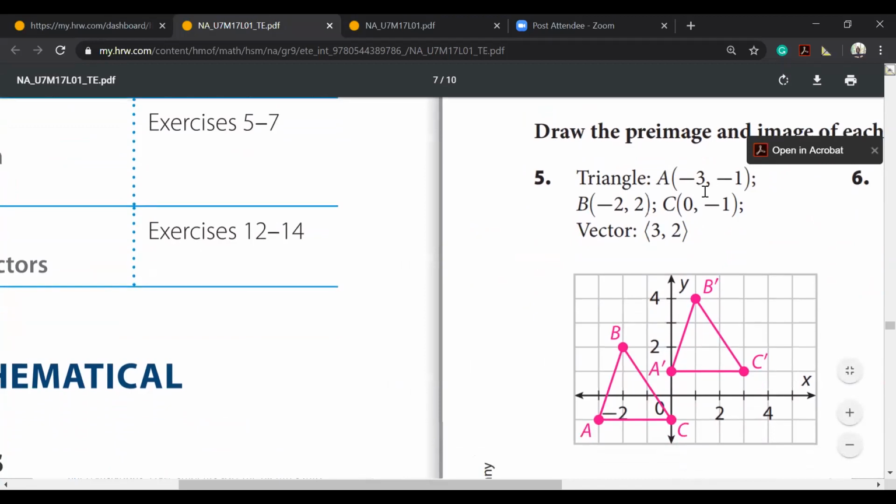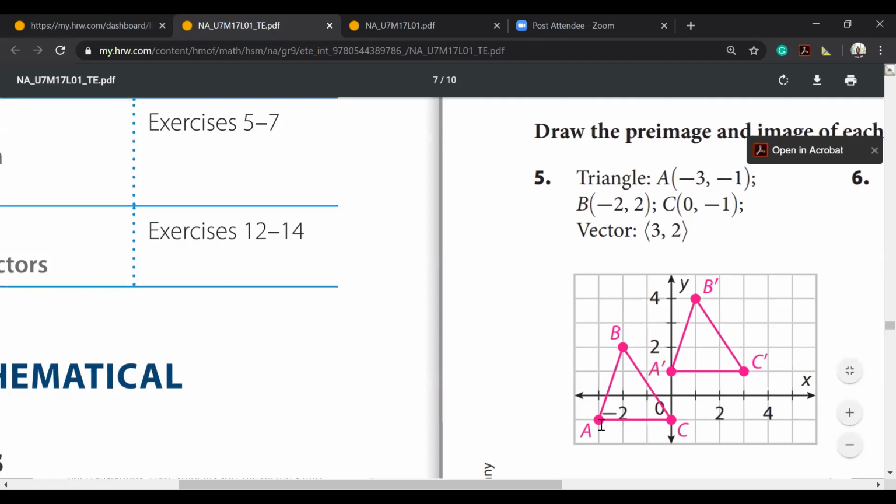Okay, what happened here? First of all, I grabbed my pre-image. So A is -3 in X and -1 down. B is -2 in X and 2 up. And then C is 0 and -1. And then I closed my triangle and named it ABC. I should move it how many points? Yes, I should move it 3 right and 2 up. This is positive, so right, so 3 right and 2 up.